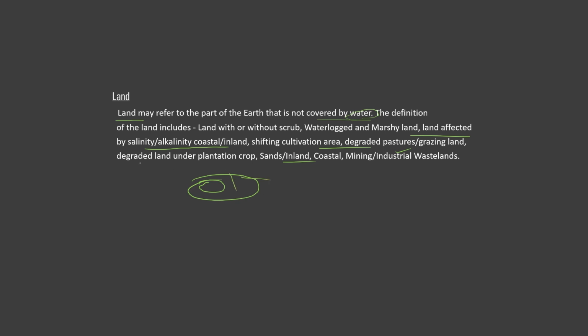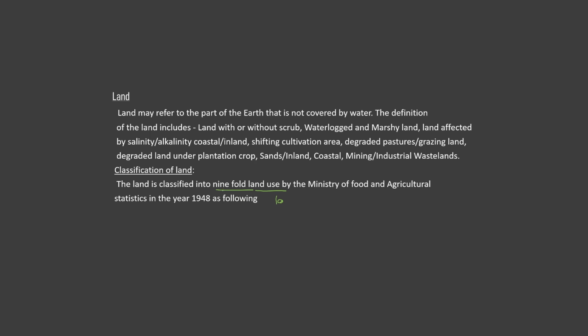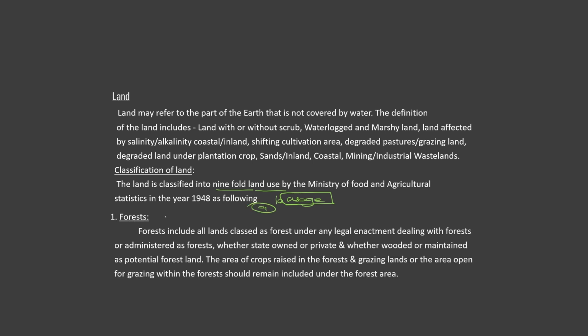Now as we have understood the meaning of land, let us understand the classifications of land. The land is classified into ninefold land use by the Ministry of Food and Agricultural Statistics in the year 1948 as follows. So the land is classified based on its usage, how a land is used. Based on that usage, the land is classified into 9 types. So the first is forests.